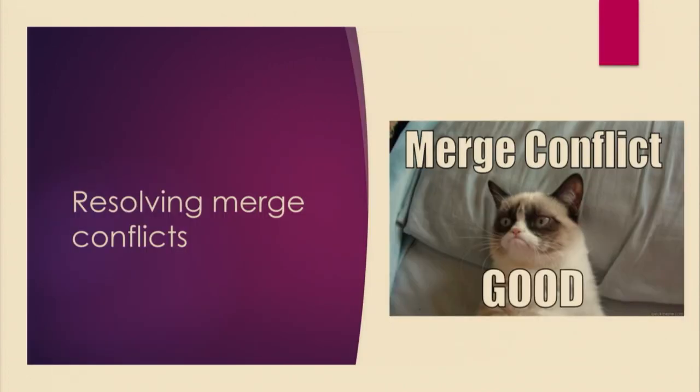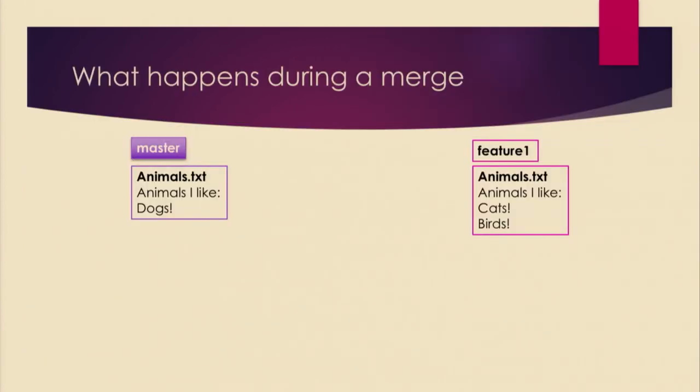All right, merge conflicts. Back to your question about the perfect universe and the perfect state of things. Merge conflicts are one of the most common things you will get working on a large code base. So how does it work? Well, we have our master branch. Let's say somebody else committed this. We have our animals.txt file. I like dogs. And then somebody else comes in and says, I like cats and birds. All right, so we have these two versions of the file, and now we need to bring them together.